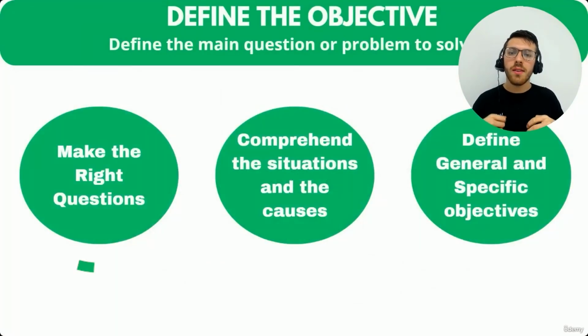First, define the objective. Define the main question or problem to solve. You have to be very clear in your mind about what you are looking for. So I'm saying a coupon, a discount. Why am I doing this? And there are the right questions.